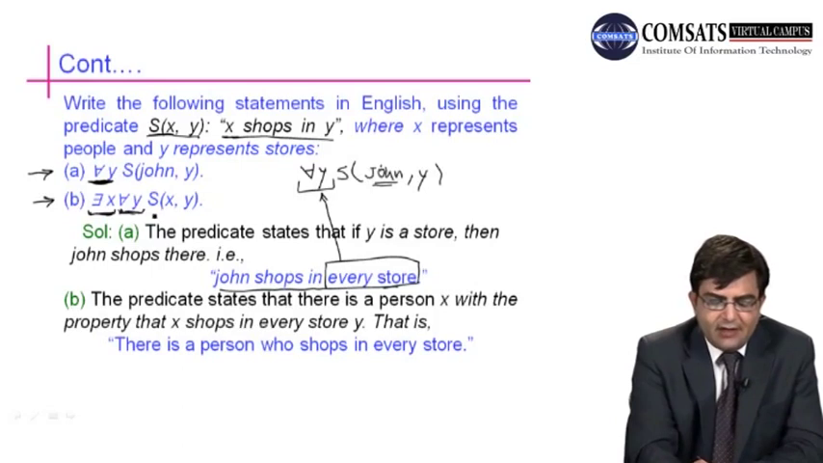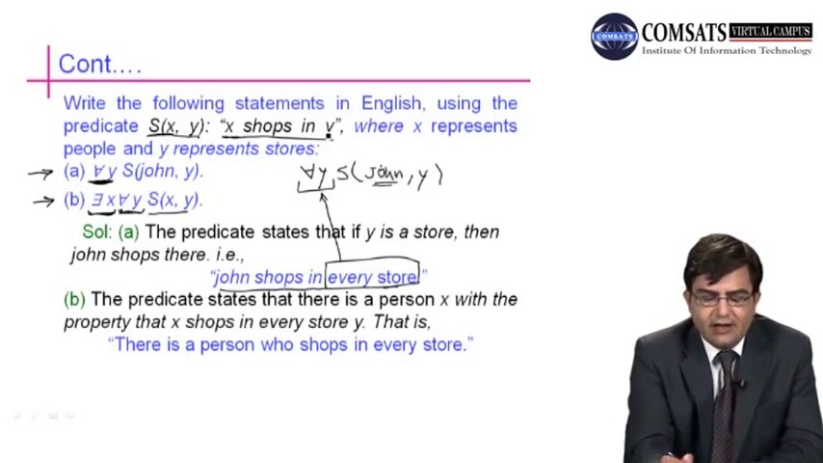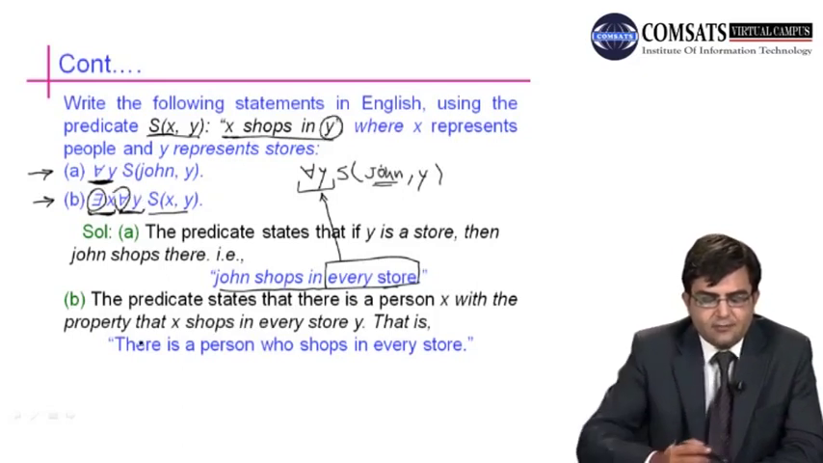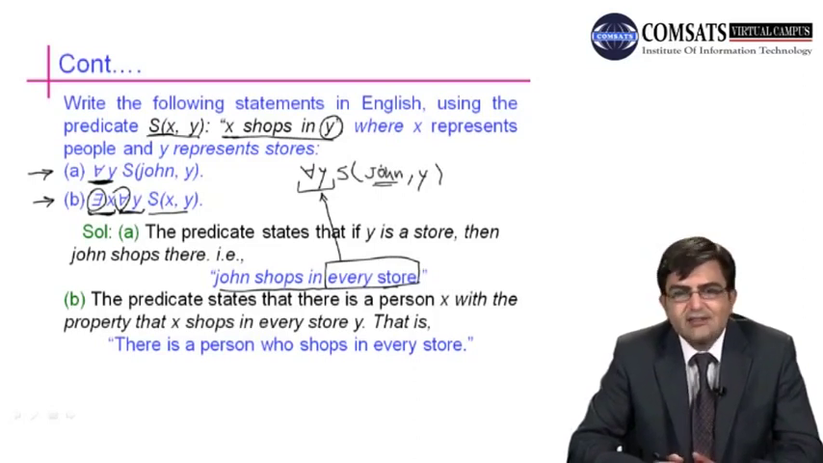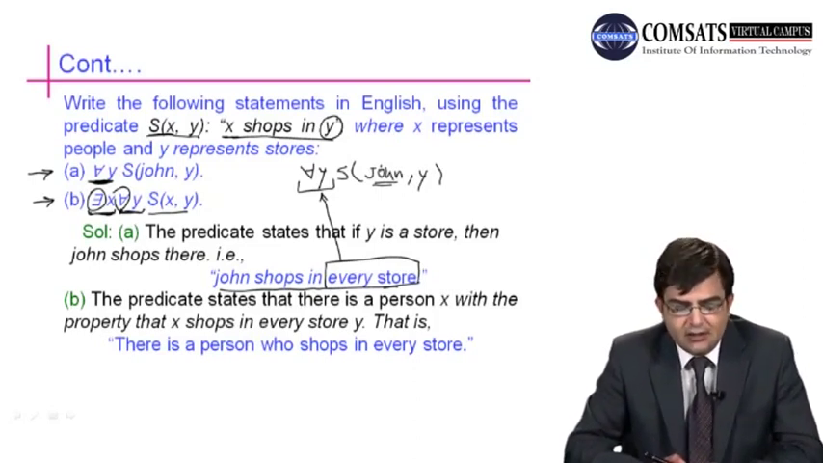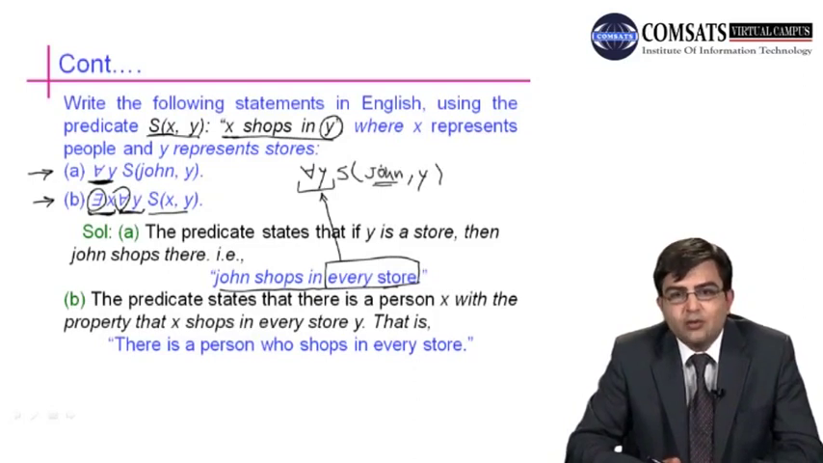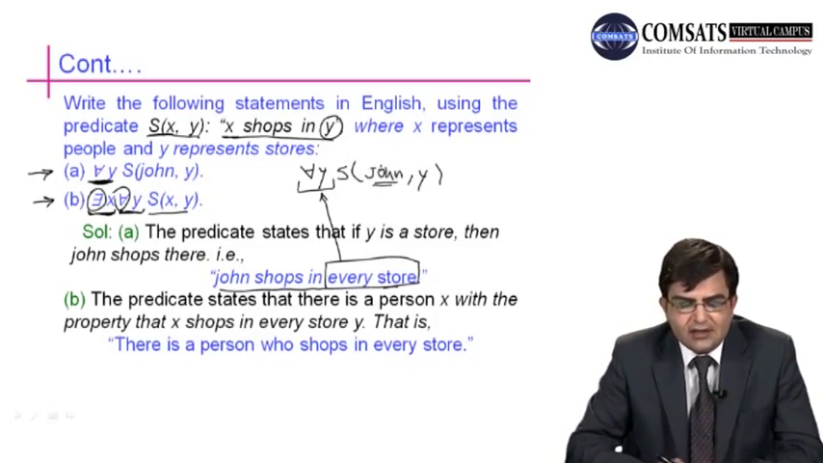Because S of xy is basically X shops in Y. X in this statement is there exists, and Y in this statement is for all. So here we can say that there is some person who shops in every store. So such type of quantification is said to be nested quantification.